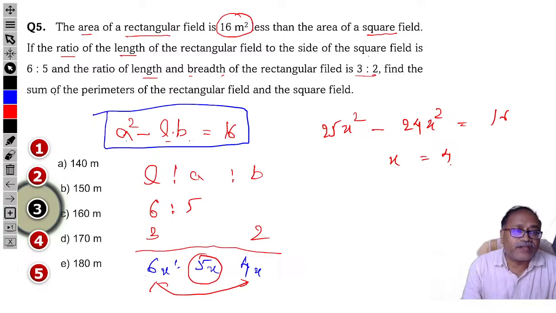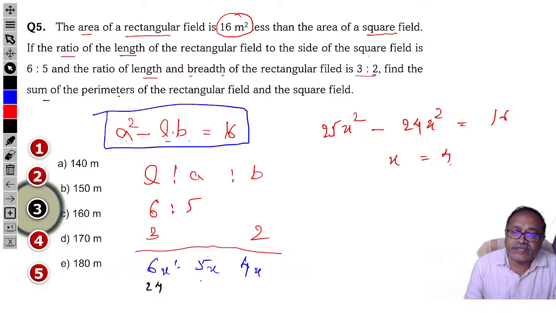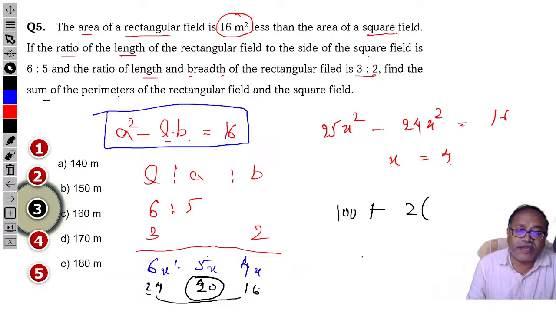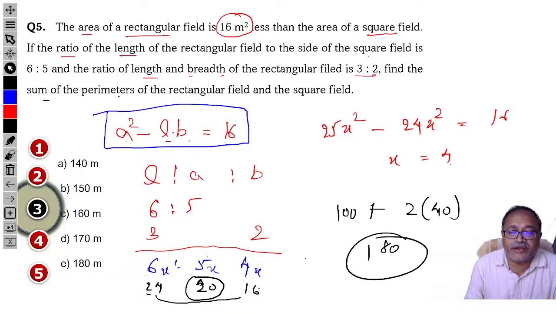You are asked to find the sum of the perimeter. So I know these values now. So that is 5x, 6x is 24, 5x is 20, and 4x is 16. So what is the perimeter of the square? 4a, that is 100. And what is the perimeter of the rectangle? 2 times of L plus B. So L plus B, I notice that 40. So this becomes 80 into 100. That's 180.